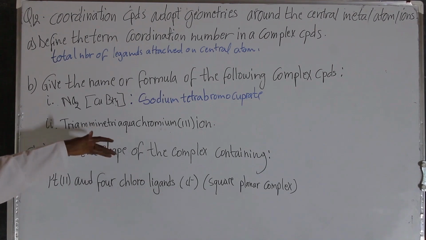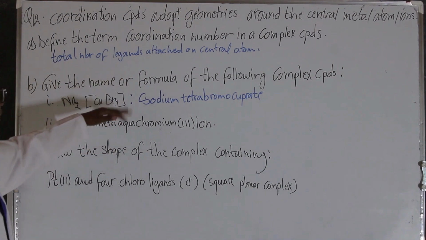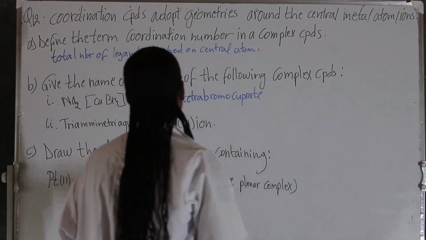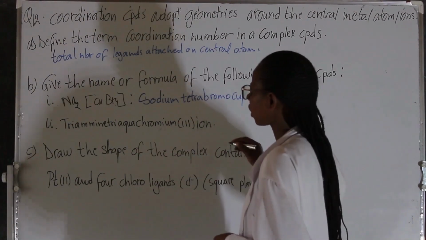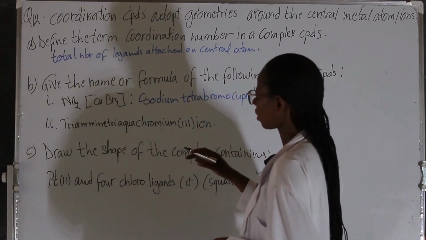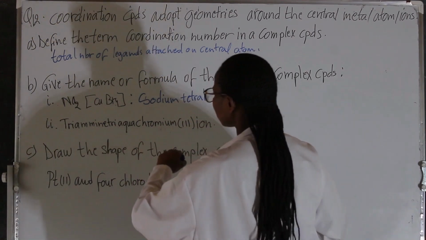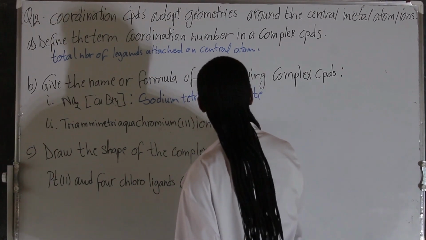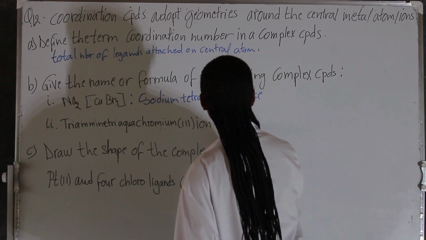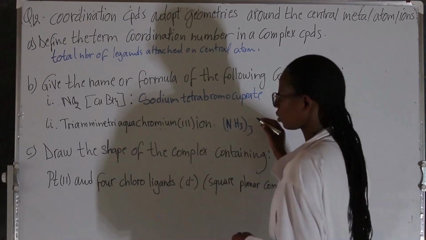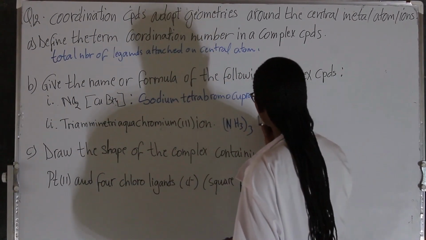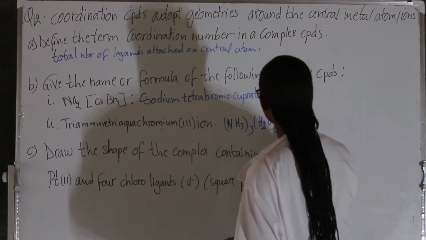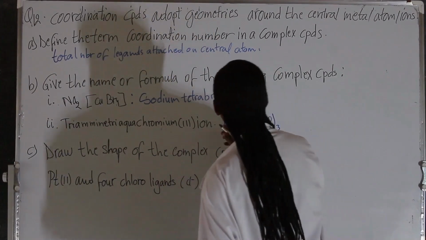Here we can give a formula because they have given the name. Ammine, aqua, chromium, iron 3. Here, ammine means you have 3 ammine, aqua, chloride, aqua, lattice water, 3. Then chromium, iron.